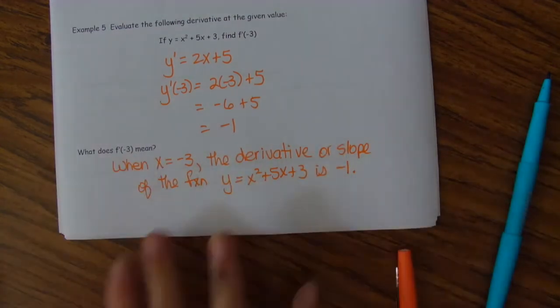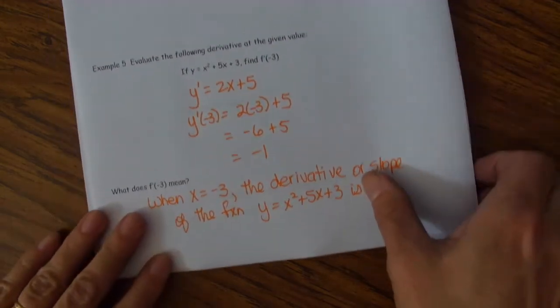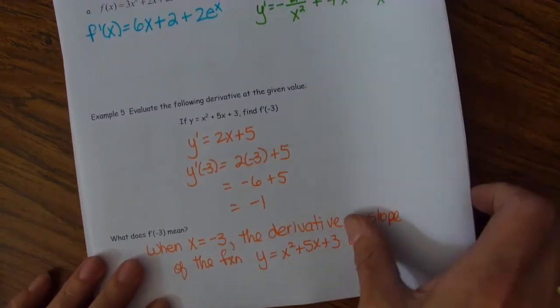So when you find the derivative and plug in a point, you know that when x is -3, the slope of this function is -1. Now, once we get to -4, it's going to change, right? Because it's a curve, not a line. True? All right, a few more and we'll be done.